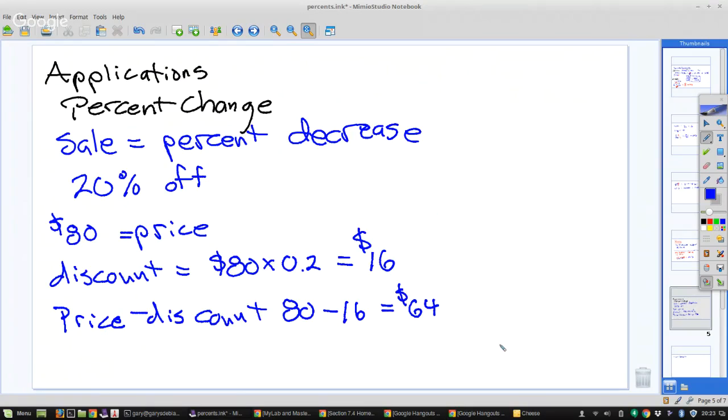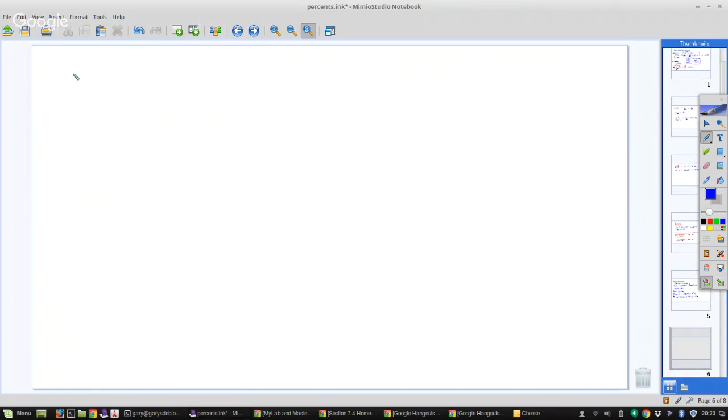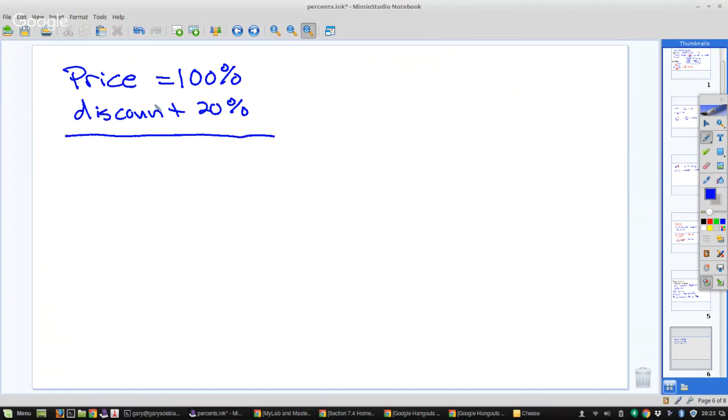Now let's look at that in a slightly different way. Now, the price originally is 100%. Right? That's what you start with. That's the whole. Now we have this discount as a percentage that is 20%. So ultimately we take the price and we subtract the discount to get the sale. If we do that percentage-wise, then what's going to happen is 100% minus 20% is going to give me 80%, and that's what I pay.